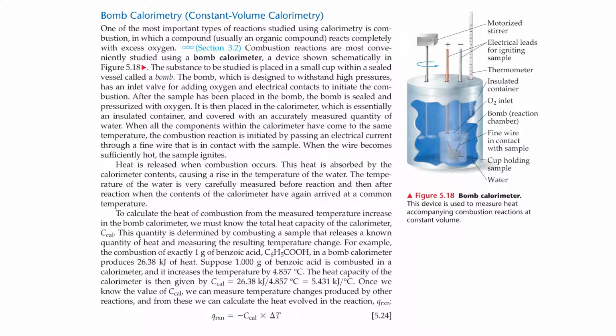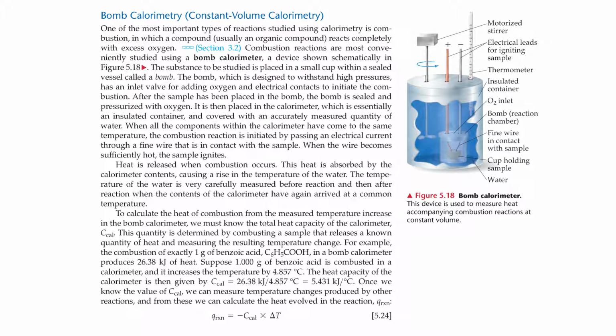To calculate the heat of a combustion from the measured temperature increase in the bomb calorimeter, we must know the total heat capacity of the calorimeter, C sub cal. This quantity is determined by combusting a sample that releases a known quantity of heat and measuring the resulting temperature change. For example, the combustion of exactly 1 gram of benzoic acid in a bomb calorimeter produces 26.38 kilojoules of heat. Suppose 1 gram of benzoic acid is combusted in a calorimeter and it increases the temperature by 4.857 degrees Celsius. The heat capacity of the calorimeter is then given by C sub cal = 26.38 kilojoules divided by 4.857 degrees Celsius = 5.431 kilojoules per degree Celsius.